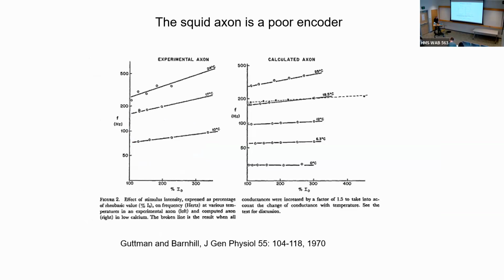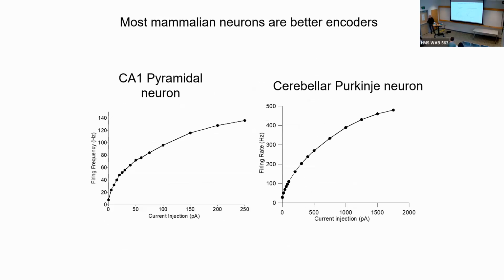And so it's actually kind of interesting. Rita Goodman did these experiments and modeling that were very informative, showing that the squid axon was very poor at encoding information as a pattern of action potentials. If you inject current into the squid axon, suddenly you hit threshold, and then the frequency of firing is immediately very high. And it doesn't change much when you change the injection of current. Whereas almost any other kind of neuron you would look at is much better at encoding information as a frequency of firing. And so here's a couple of examples.